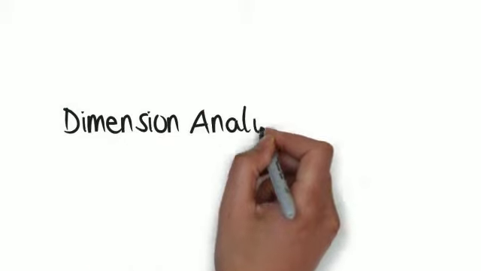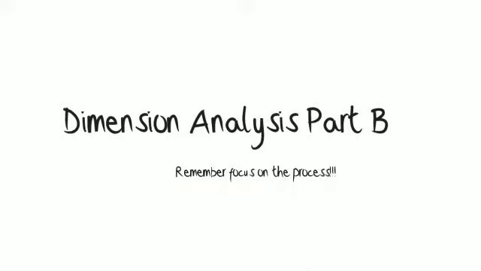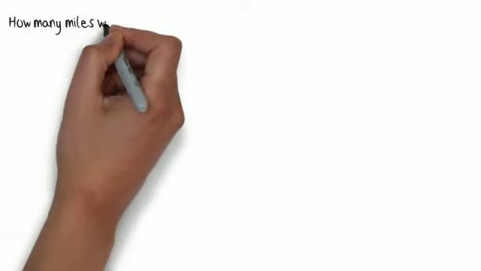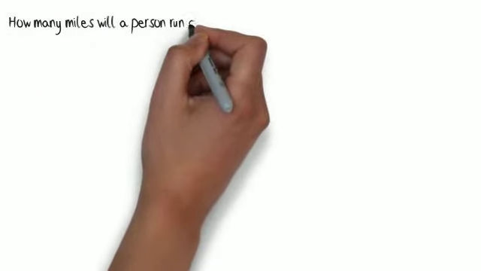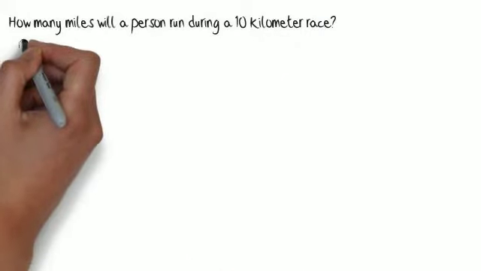Okay, so this is dimension analysis part B. Remember, it's really important that we focus on the process, not so much on the answer. So we're going to try a few problems here. First problem is, how many miles will a person run during a 10-kilometer race?